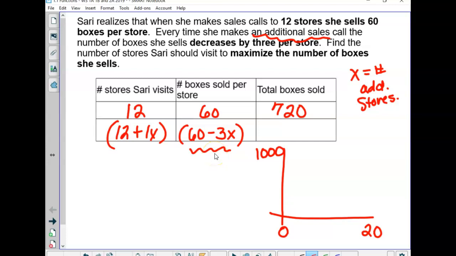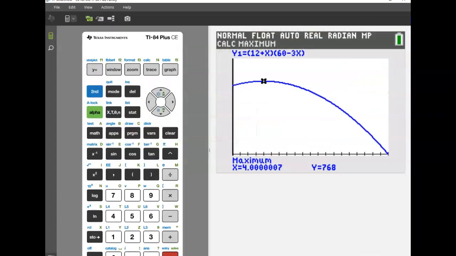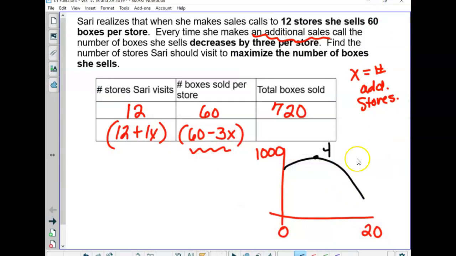So we found the maximum occurred at 4, but that's not the answer to the question. Okay, the maximum number of boxes was whatever the y was, 768. But in order for me to sell 768, I need to find the number of stores. X is not the answer to the question. Anybody know the number of stores I should visit?